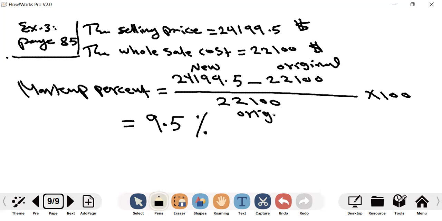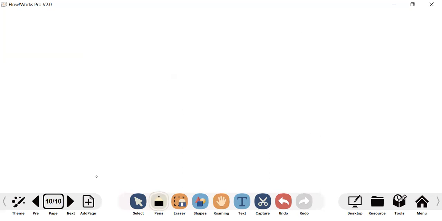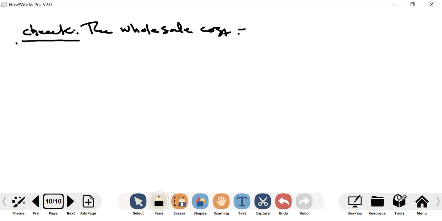Let's see the check. Check after this example. Let's read. Read, Adnan. Louder, please, louder. Thus, the wholesale cost is how much? $12.50. Continue.